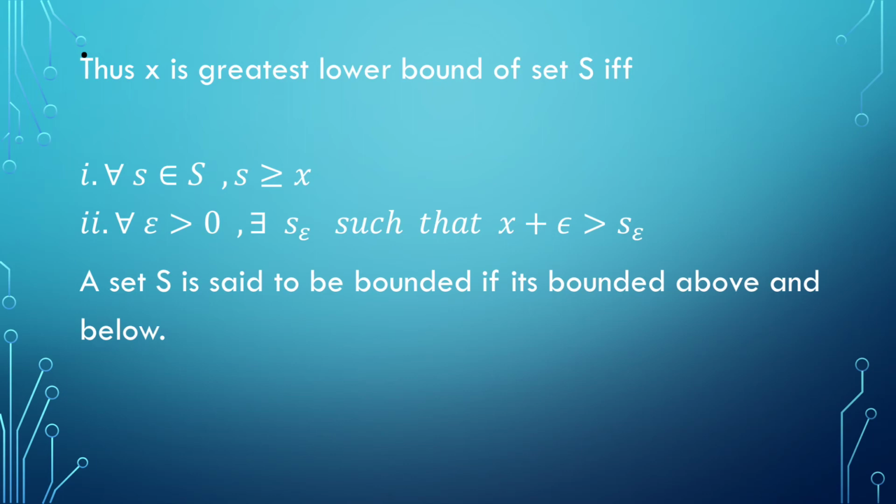Thus, x is our greatest lower bound, inf of set S, if and only if for all elements s in S, s is greater than or equal to x, and for all positive epsilon, there exists an s which depends on the epsilon such that x plus epsilon will be greater than the s that depends on the epsilon.